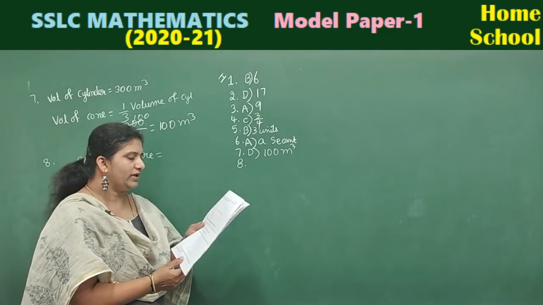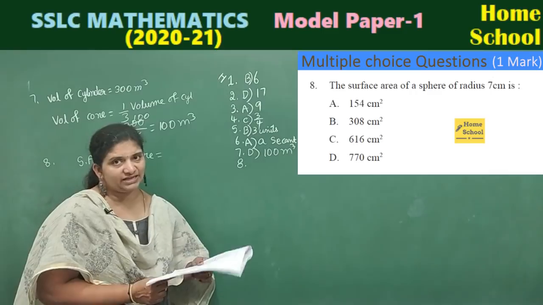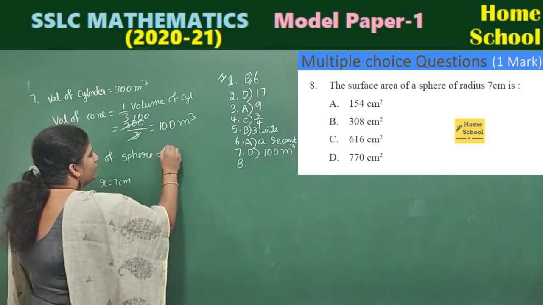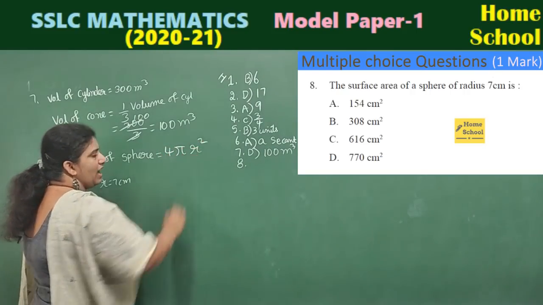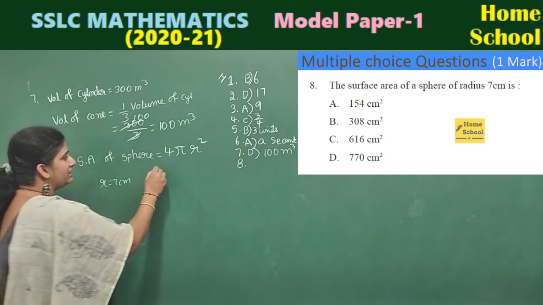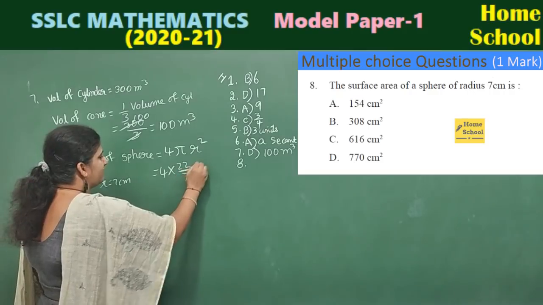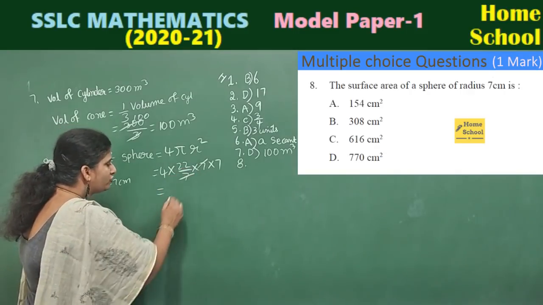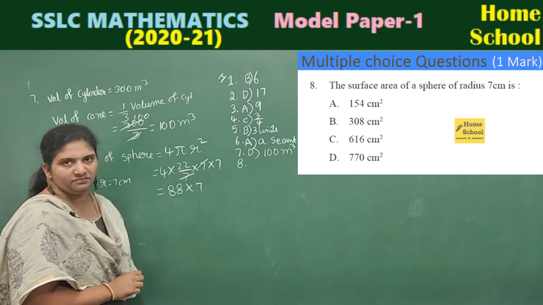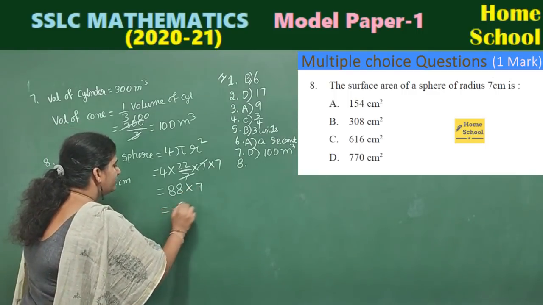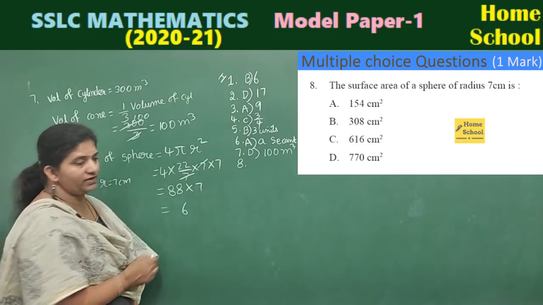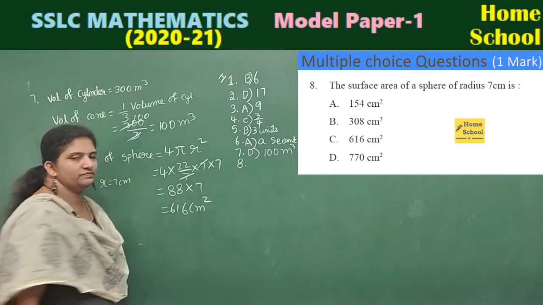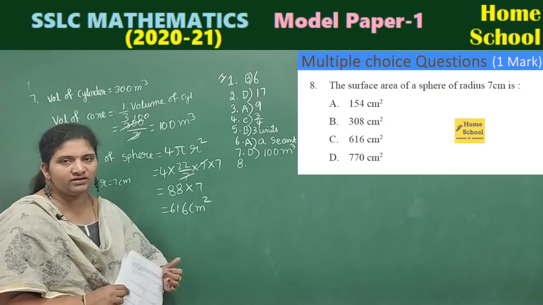8th one. The surface area of a sphere is dash and radius given as 7 centimeters. What is surface area of a sphere formula? 4 pi r square. Radius is 7 centimeters. Substitute pi value 22 by 7. 7 radius 2 times. 7 will be cancelled. 4 22s are 88. 88 7s are 616. It is area, 616 centimeter square is your answer.